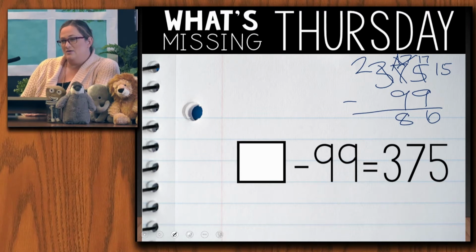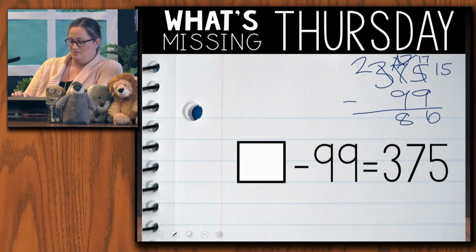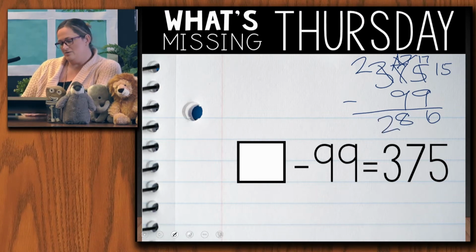If you struggle with teen numbers minus 8 and 9, something you can think about is how many do I need to take away to get to the 10? And then how many more do I need to take away, and what's my answer that's left? So 17 minus 9, well, if I take away 7, that gets me 10. And I take away 2 more, that gets me to 8. That's a strategy I use. Then 2 minus 0 is 2.